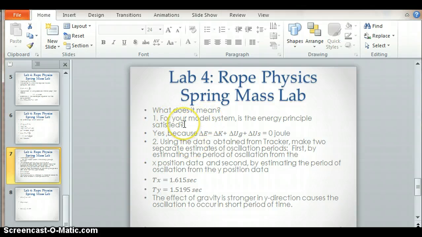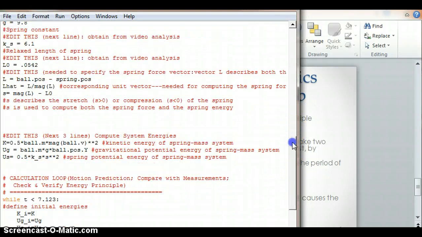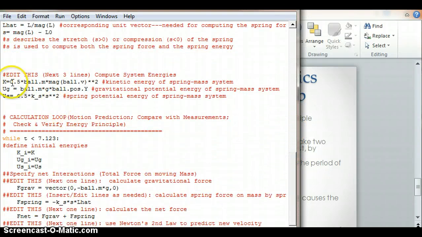What does it mean for your model system? Is the energy principle satisfied? My answer is yes, because the total energy is equal to the sum of the kinetic energy plus gravitational potential energy plus the spring potential energy, which is equal to 0. And by using VPython, we put these values here: the kinetic energy, the gravitational potential energy, and the spring potential energy.